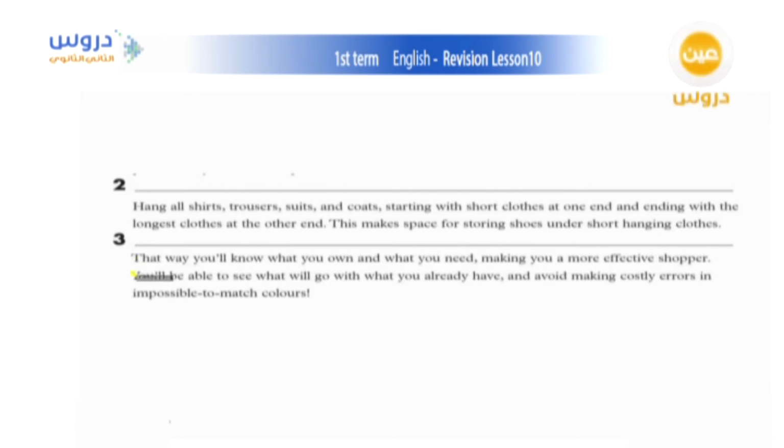Now, number 3, that way you will know what you own and what you need, making you a more effective shopper. You'll be able to see what will go with what you already have and avoid making costly errors and impossible to match colors. So this is how we sort them by color. Excellent, Lena. Beautiful. That's right. Yes.